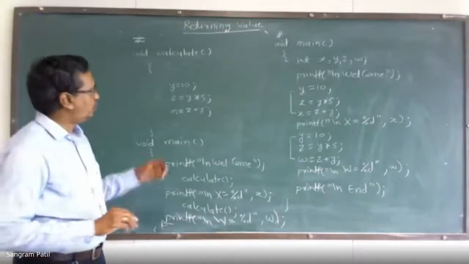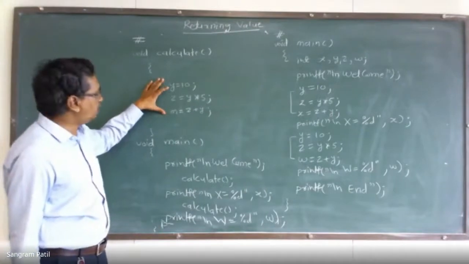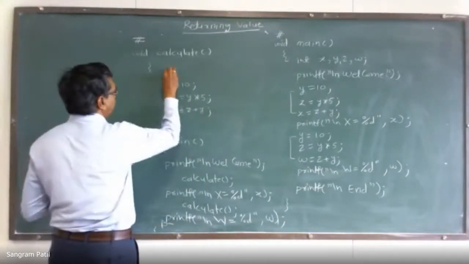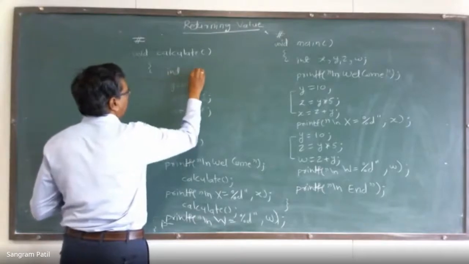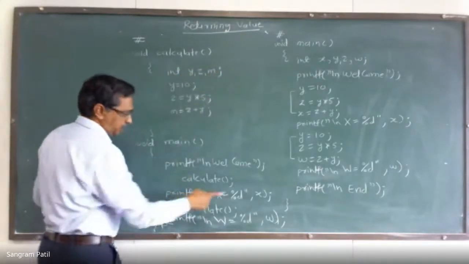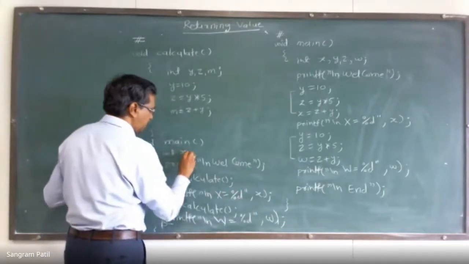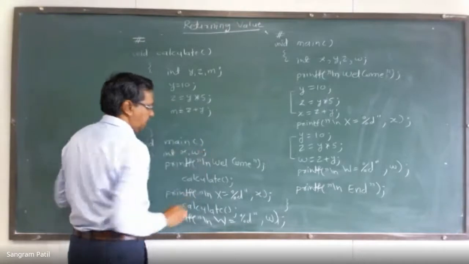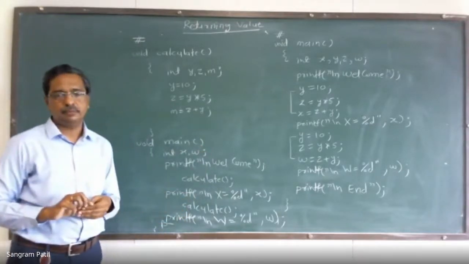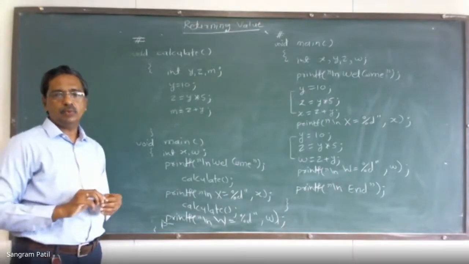So now here we are using three variables y, z and m. So declare these variables integer y, comma z, comma m. Here we want x and w, so we are declaring x and w.